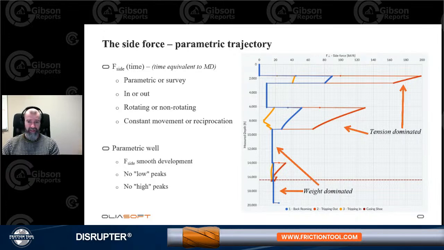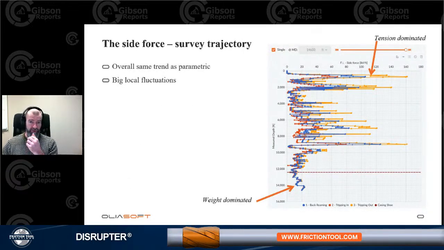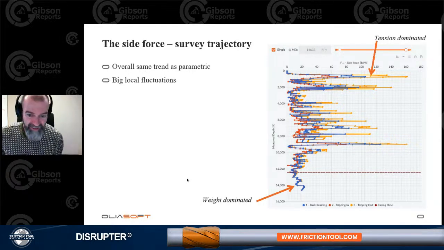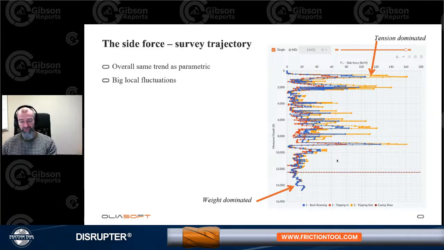So let's take a look at how it actually looks for our surveyed well, because here obviously we would expect the side forces to be very different. Similar to the parametric well, I've done the same 3 types of analysis there. I've been back reaming, I've been tripping in, I've been tripping out. So 1 with rotation and 2 other operations, in and out, without rotation.